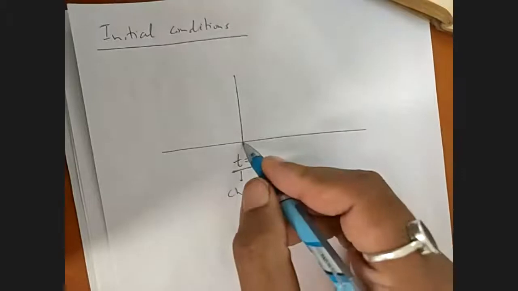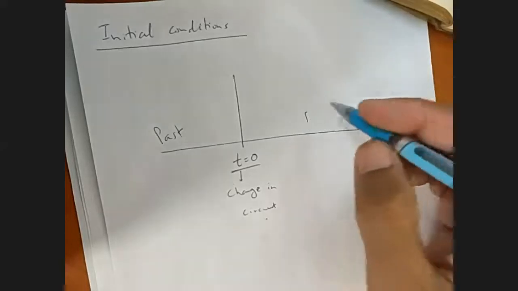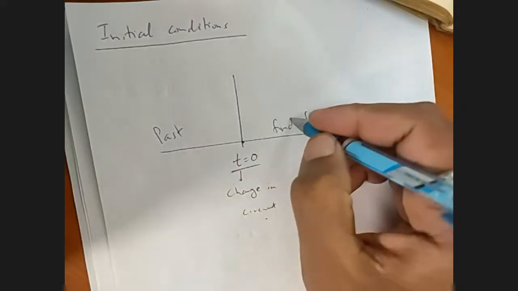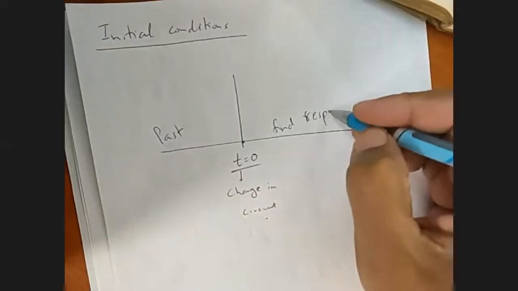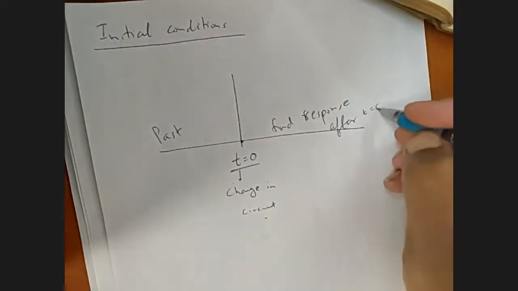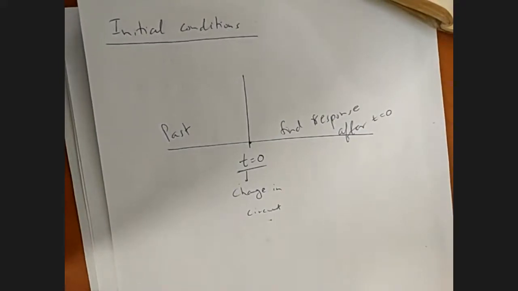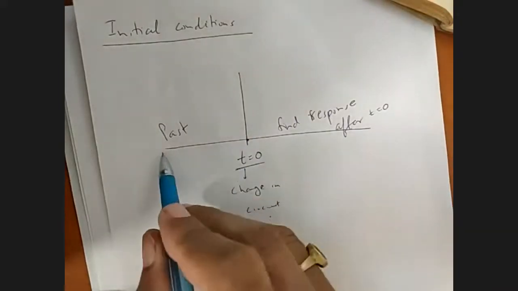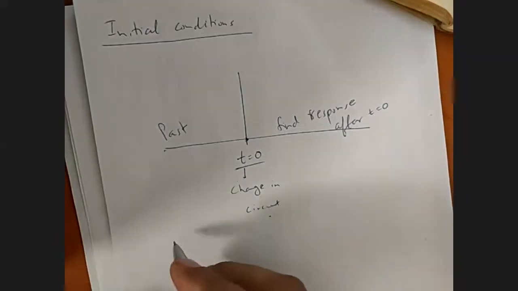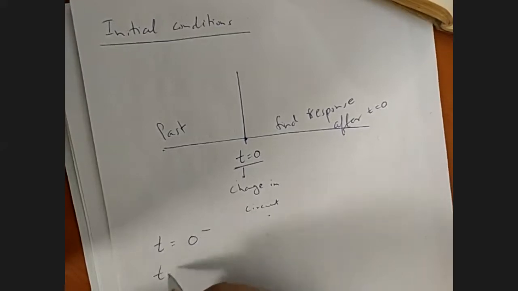So we have some past history and some future. Our aim is to find the response after t equal to 0, and on the basis of this past history, it will be decided. So we have two conditions, t equal to 0 minus and t equal to 0 plus.